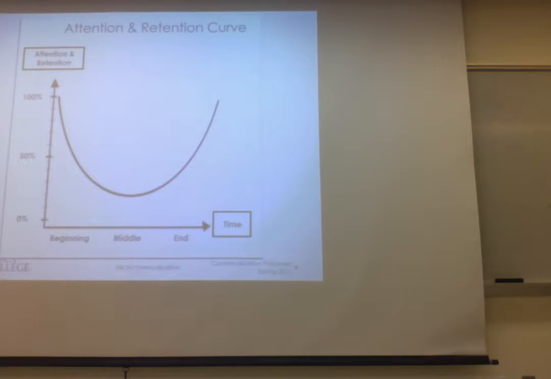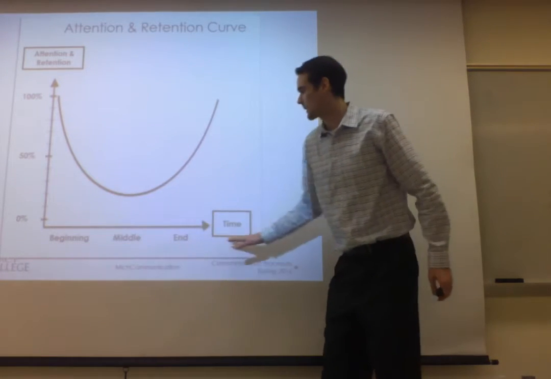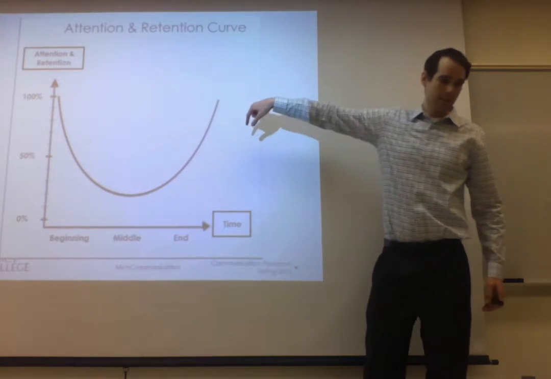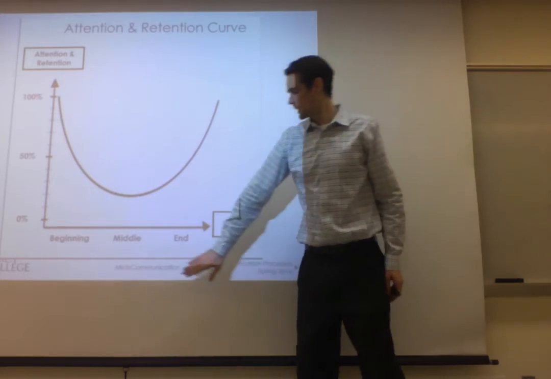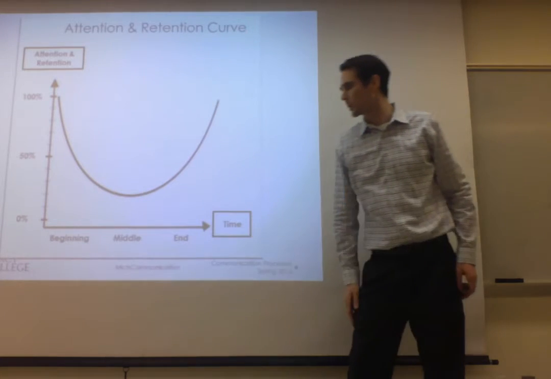Let me show you this graph, which will tell us a little bit about the level of attention our audience is giving us at the beginning, middle, and end. On this graph, the attention retention curve, on this axis we have the attention that our audience is paying to us, starting at 0 up to 100%. On the horizontal axis we have beginning, middle, and end, with time going on. Take a look at that graph. This is not scientific, by the way. This is a phenomenon that has been noticed by many people, including this company, Miscommunication.